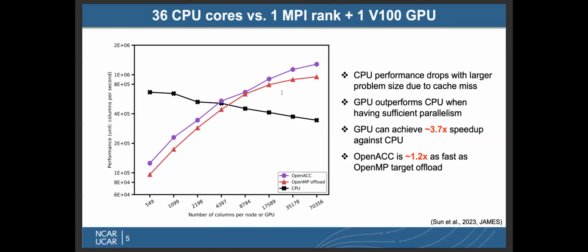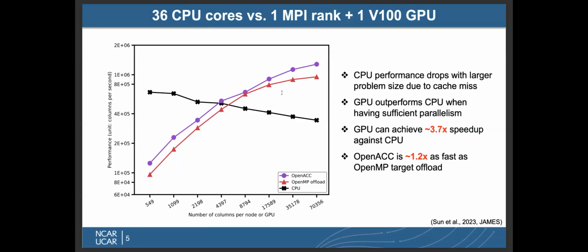So first, let's look at the comparison between 36 CPU cores against 1 MPI rank plus 1 V100 GPU. The black line shows the CPU performance and the colored lines show the GPU ones. The x-axis refers to the number of columns per node or per GPU. The y-axis is the performance metric, where the higher the value is, the better the performance.